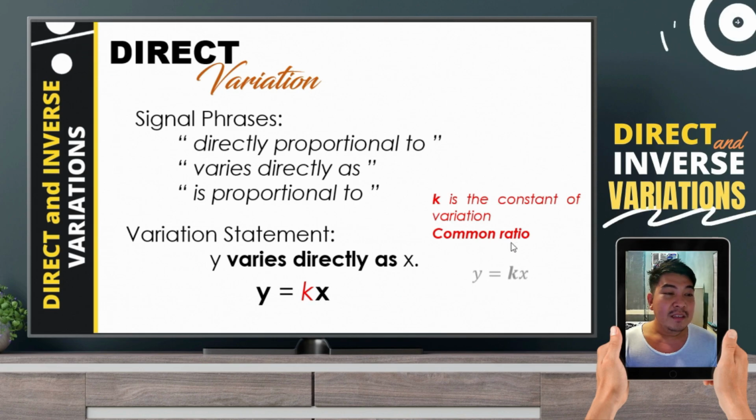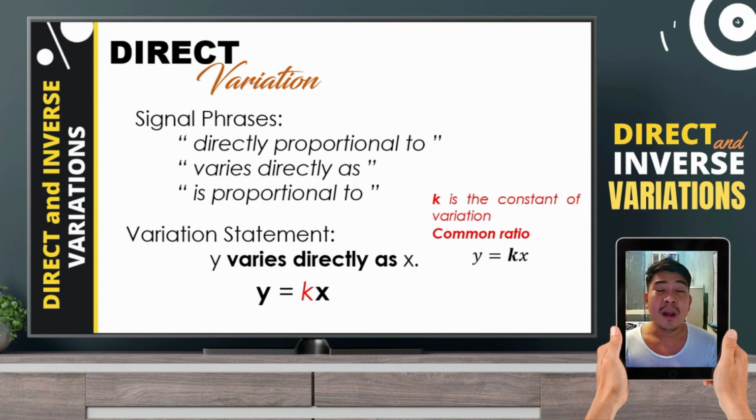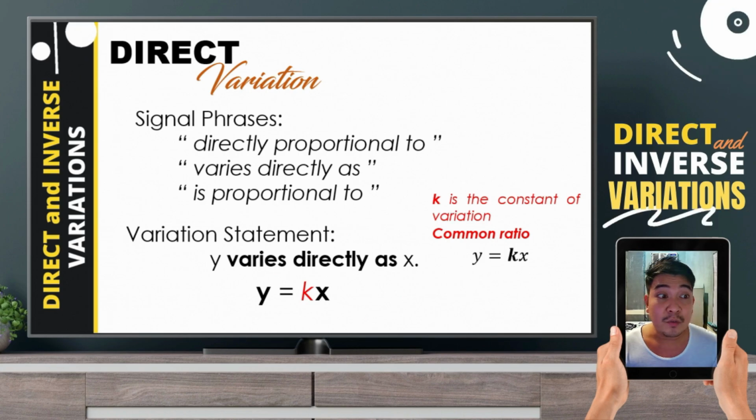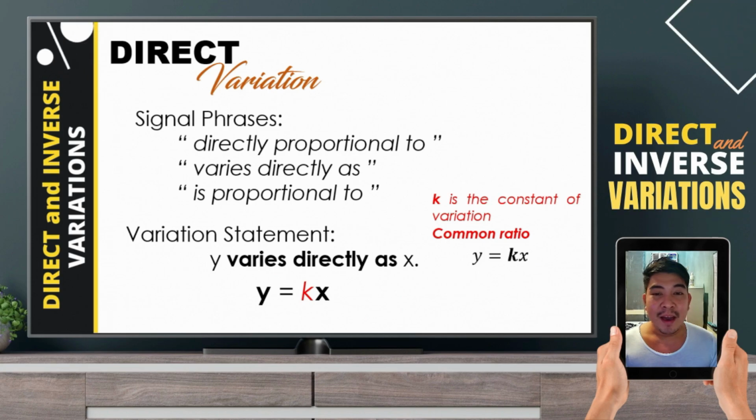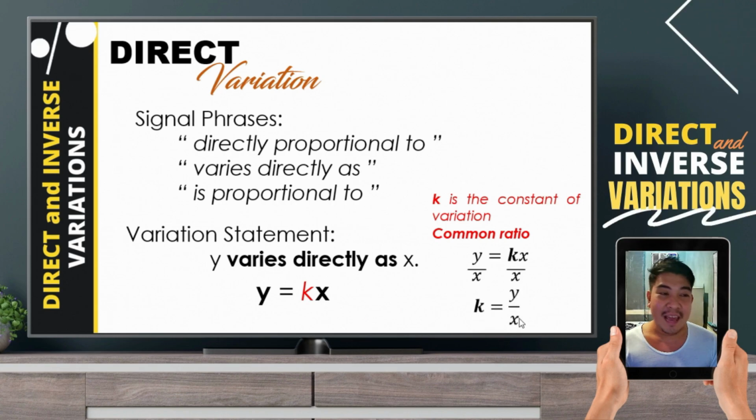So out of y is equal to kx, how are we going to find the ratio, or how are we going to find the value of k? Doing it by dividing both sides by x, kx over x will be k. So therefore, the value of k will be y over x.